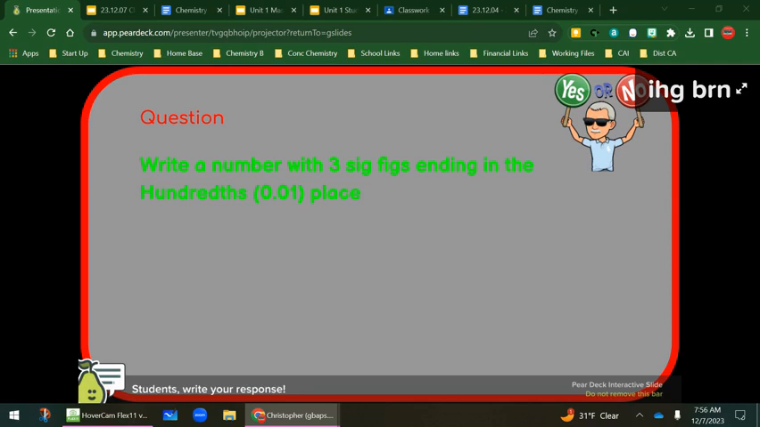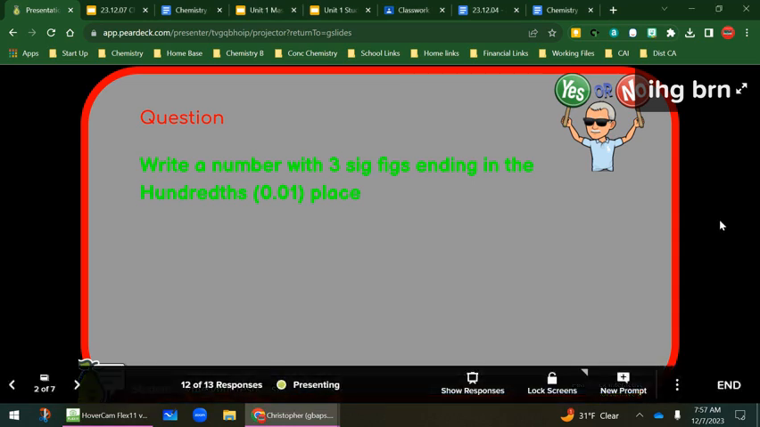Okay, 3 sig figs, number ending in the hundredths place. What is the smallest number that we could write with 3 sig figs ending in the hundredths place? 1.01. Or 1.00 even. That works, because the decimal makes the zeros at the end significant, right? Now again, 1.01 would have worked as a number too. What is the largest number we can have? 9.99.